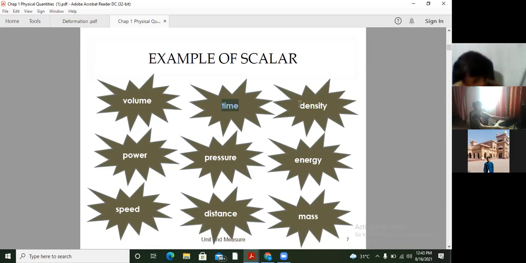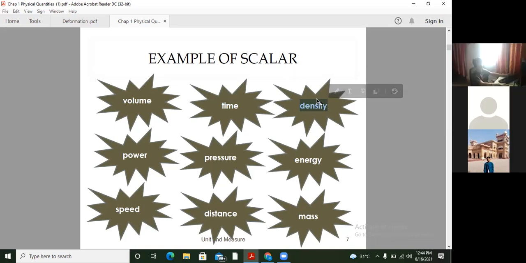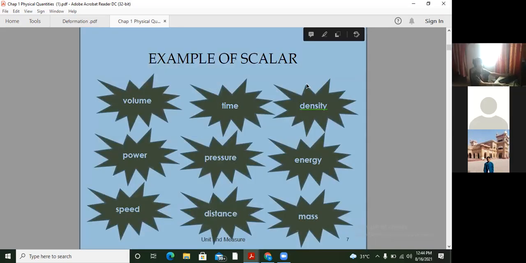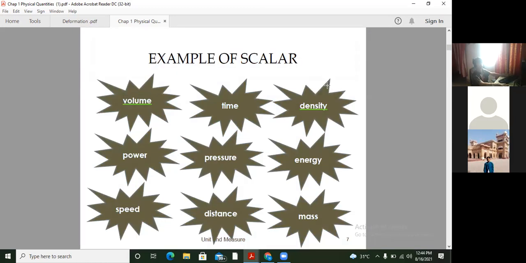In the same way, I have density. What is the formula of density? Density is denoted by rho. The formula of density is mass per volume. Mass and volume both are base quantities and they are not defining any direction to me. So similarly, density is also a scalar quantity.